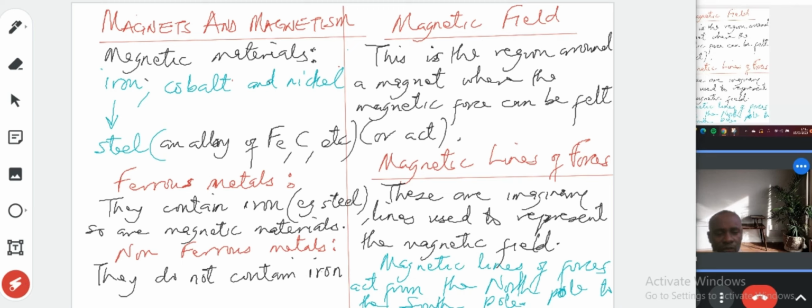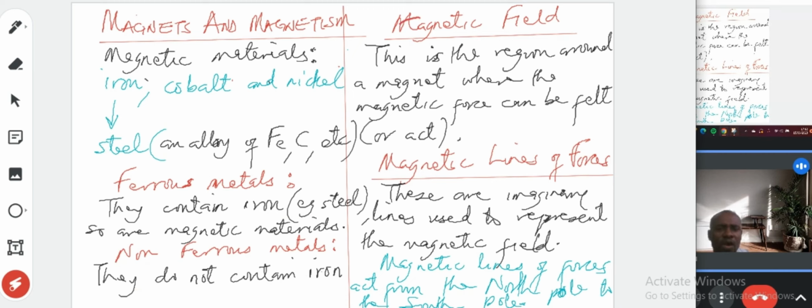Having said that, the materials that contain iron in them are called ferrous metals. So they are also magnetic materials because they can be attracted to a magnet. Now, non-ferrous metals do not contain iron.